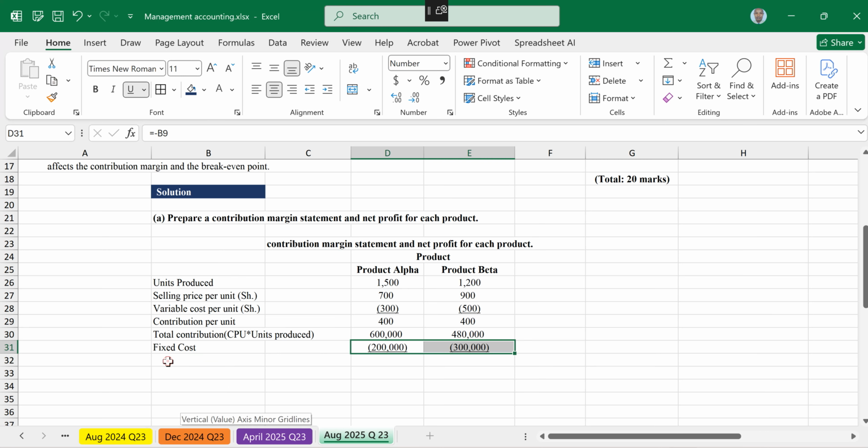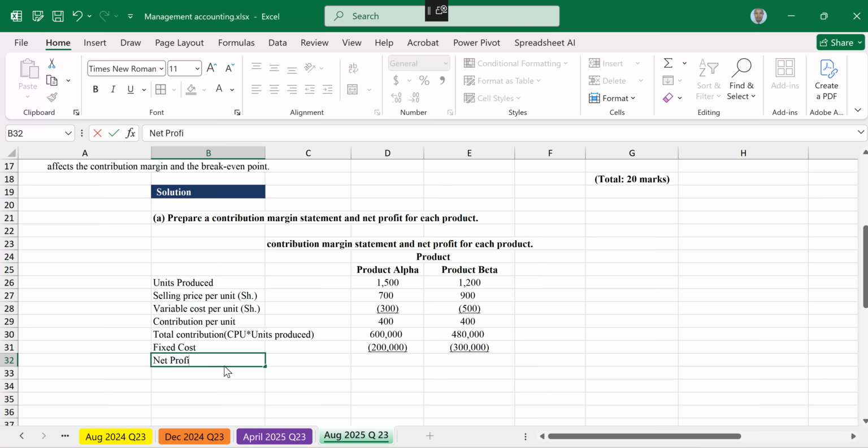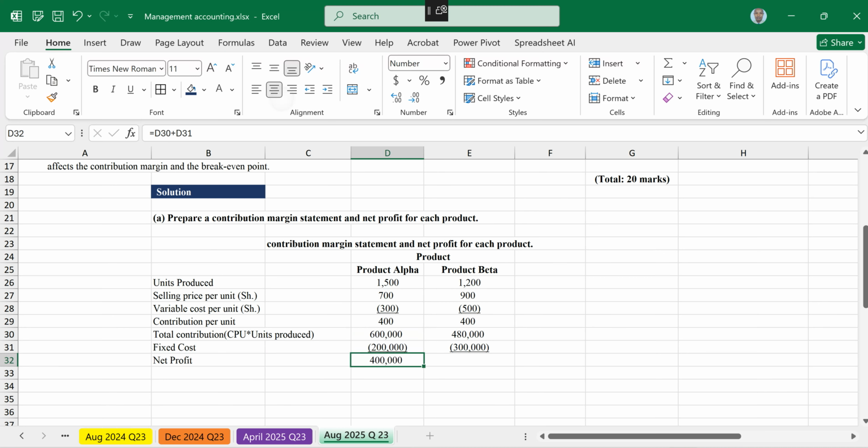Net profit. Net profit will be equal sign 600 plus the 200. Then drag across. So that becomes our contribution margin statement and net profit for the products that have been given.